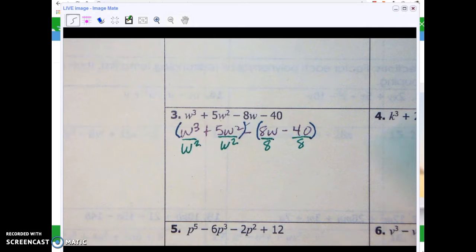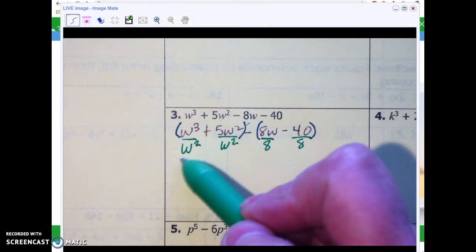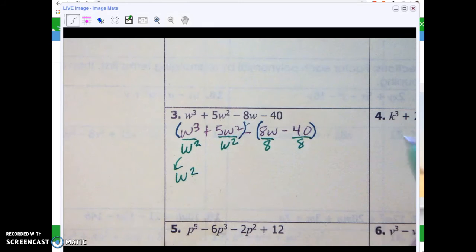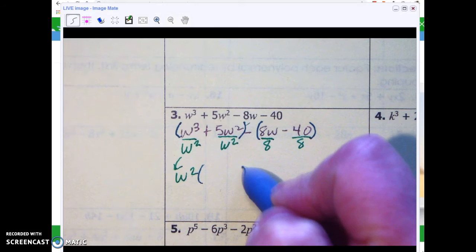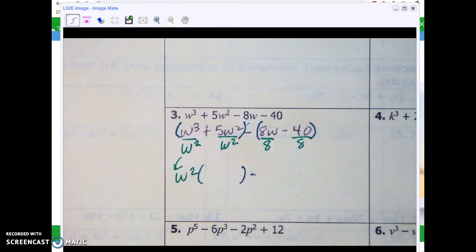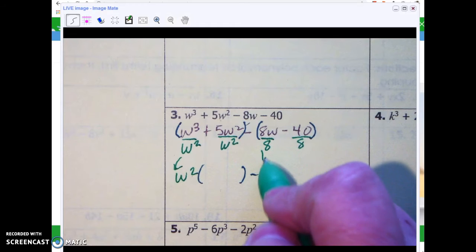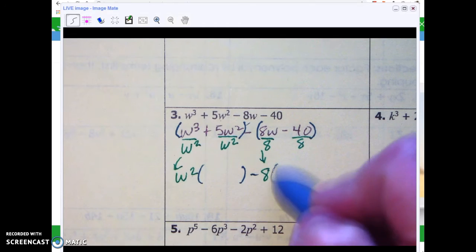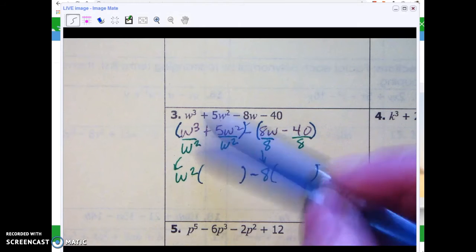Okay, so now I remember that this is going to go on the outside here, w squared, and do my parentheses, minus 8. This 8 comes down here, and parentheses. Now I do my division.